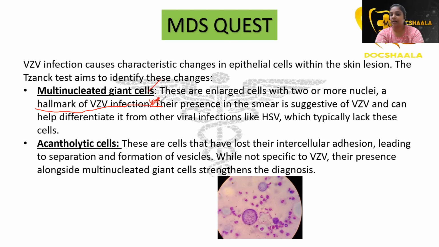Okay, so here we are having a question on pathology, especially. Their presence is suggestive of VZV and can help differentiate it from other viral infections. Acantholytic cells can also be seen because of loss of intercellular adhesion, leading to separation and formation of vesicles. So it's not specific to VZV, but their presence along with the multinucleated giant cells strengthens the diagnosis towards VZV. So this is a very important point you have to keep in mind for your NEET MDS 2024.